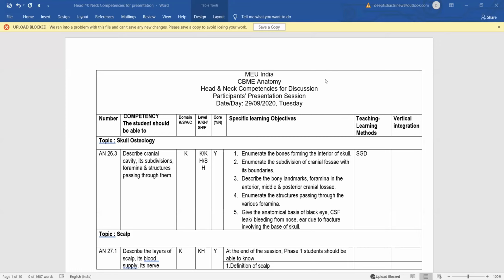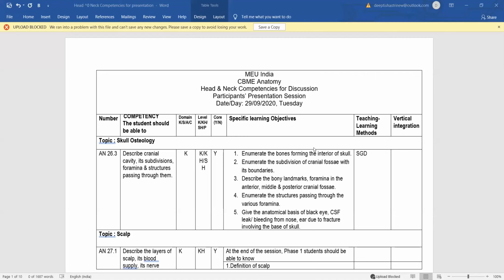Ma'am, what I wanted to add was that if we take this competency to the next level, because structures pass through each of the foramina, we could demonstrate them also in this competency. So if we take it to that level, how can it be used? Yes, ma'am. Even Dr. Bhavna has opined that SH will be living anatomy.